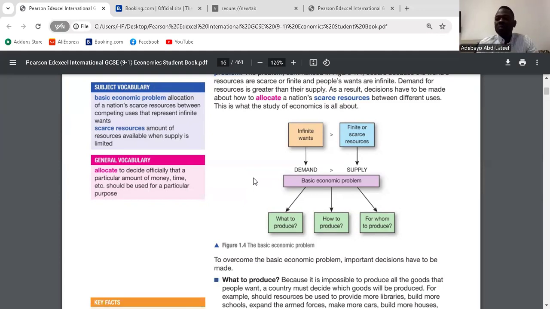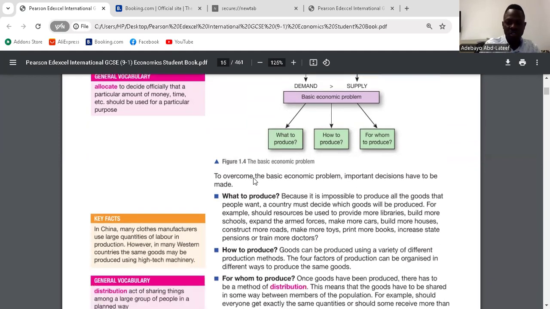We have this basic economic problem, which are economic questions, because we want to allocate resources. And when we talk about allocating resources, it means putting them in the right place, in the right position, at the right time. Right place at the right time. That is allocation. Clear? Yes. So go to what to produce.